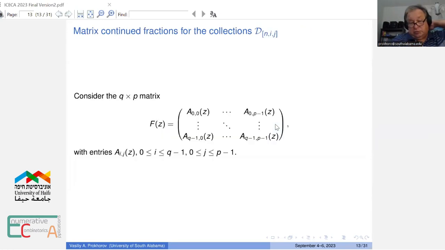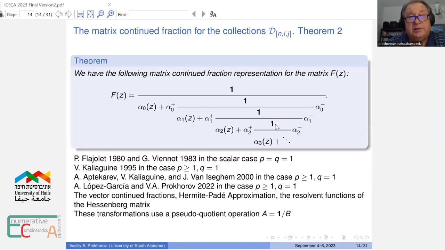So now we're ready to state one of the main results of our work. Let's consider the matrix F of z, Q by P, whose elements are the generating series that correspond to the classes D and i j. And the theorem tells us that the corresponding matrix can be represented as a matrix continued fraction.